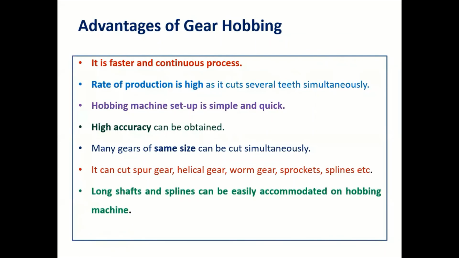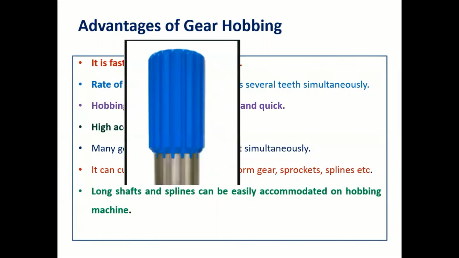Long shafts and splines can be easily accommodated on the hobbing machine. As we know, these are the splines, where we generate straight teeth. So if you have a long spline and you have to cut straight teeth over it, then gear hobbing is basically used.